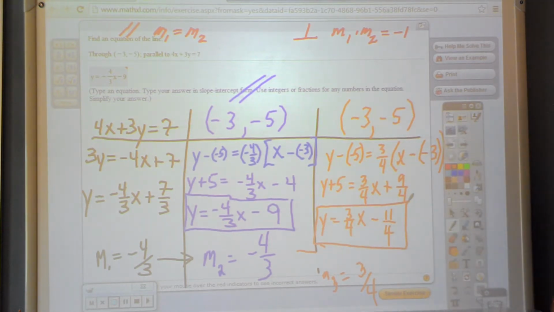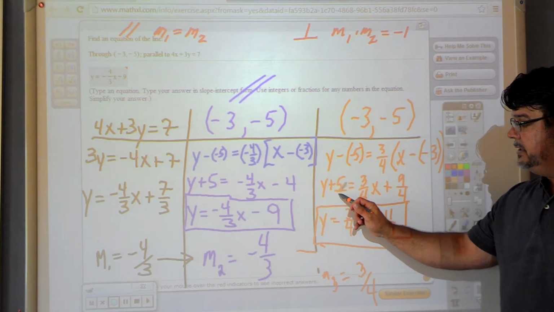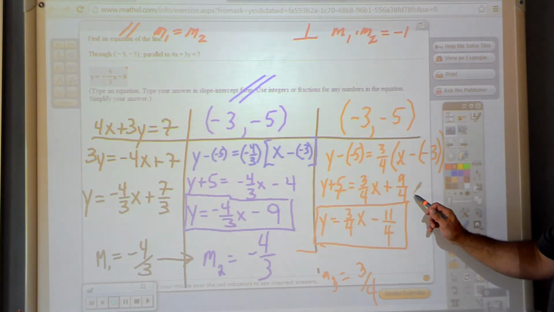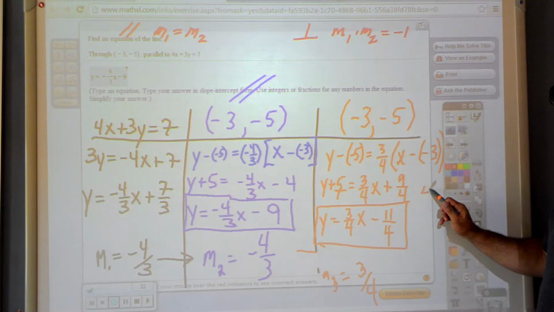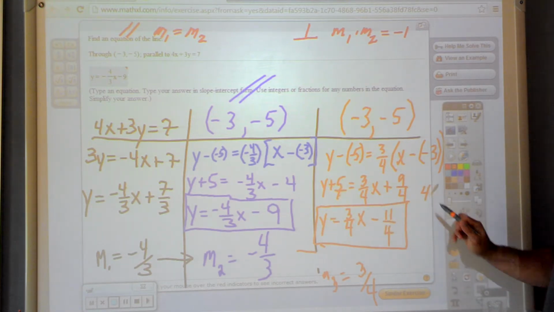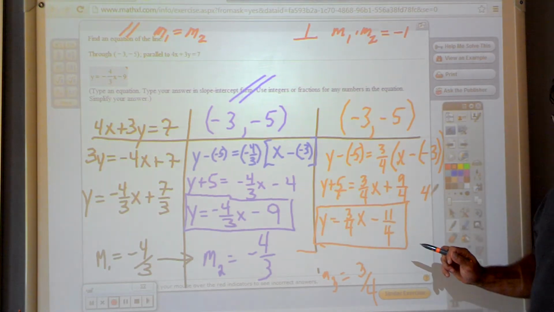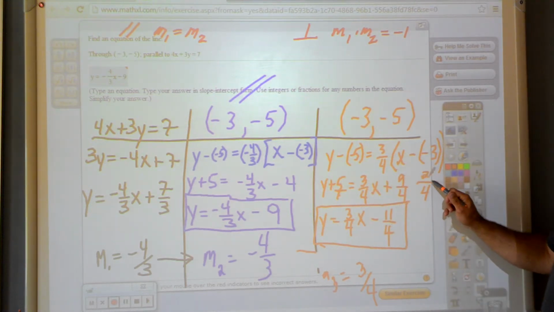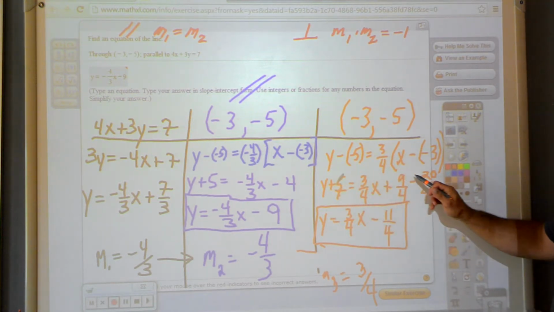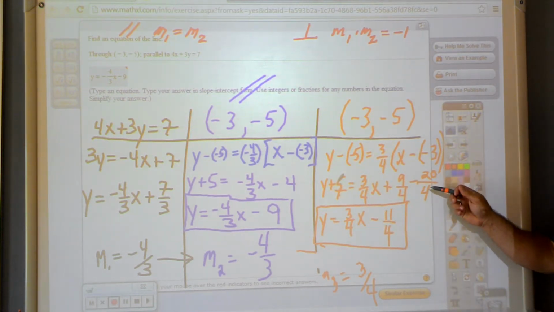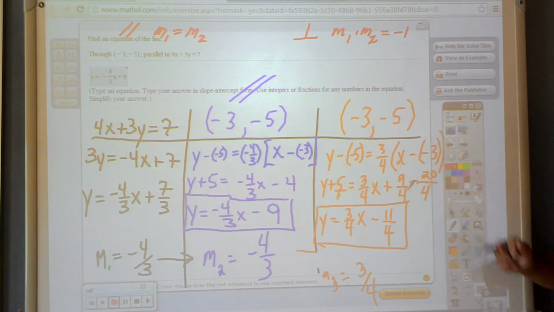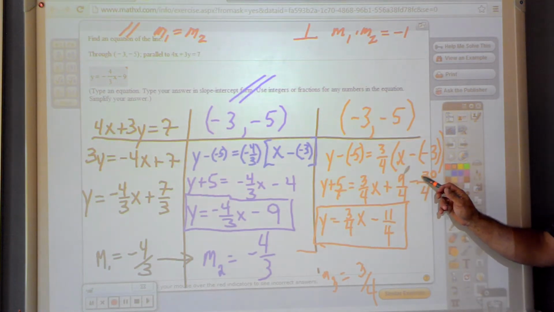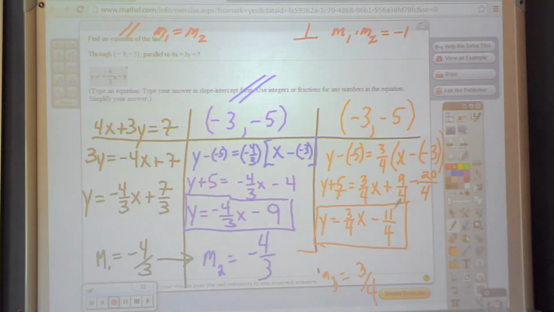That's your answer. The 5 is over what? 1. You got to have a common denominator. How many times will 1 go into 4? 4 times. 4 times 5 is 20. So when I bring this 5 over, it changes into a 4th because this is 9/4. And 9 minus 20 is -11.